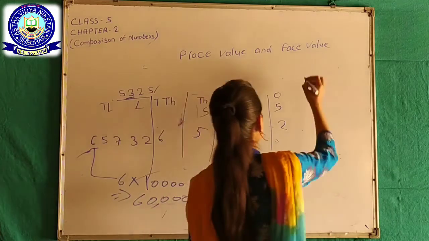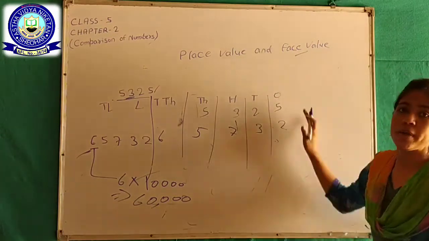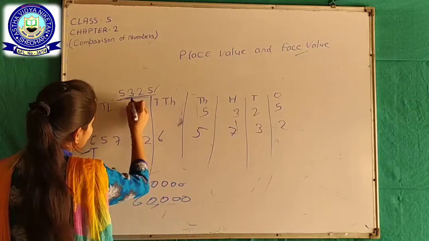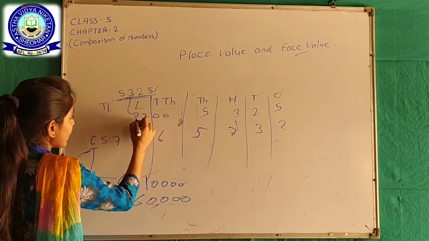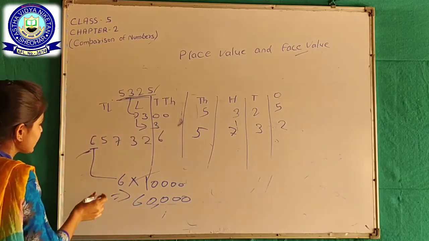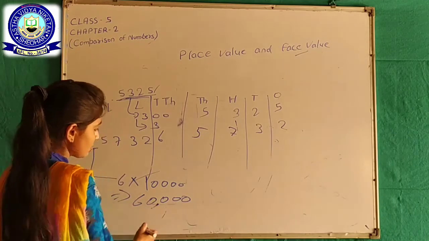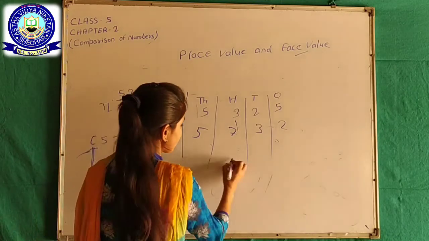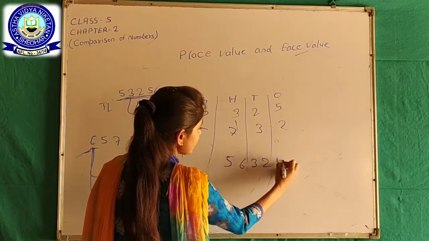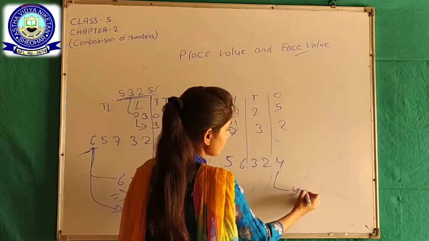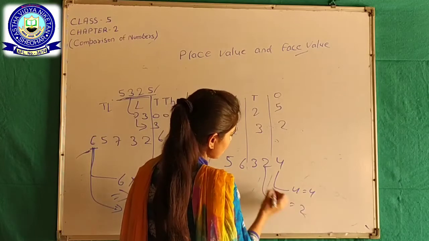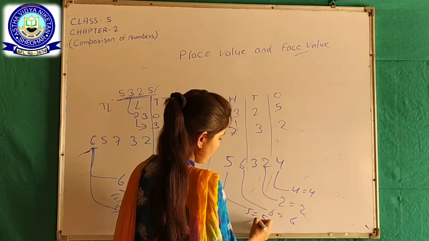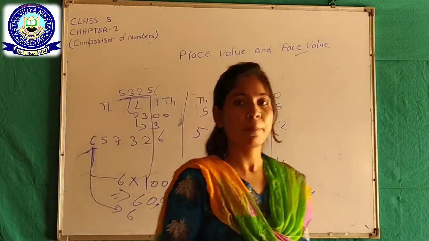Now you have to find the face value of any digit, which is the digit itself. In this example, the place value of 3 is 300, and the face value of 3 is 3. In this example, the place value of 6 is 60,000, and the face value of 6 is 6. The face value of 4 is 4, the face value of 2 is 2, the face value of 6 is 6, and the face value of 5 is 5. There is no place value and face value of 0.